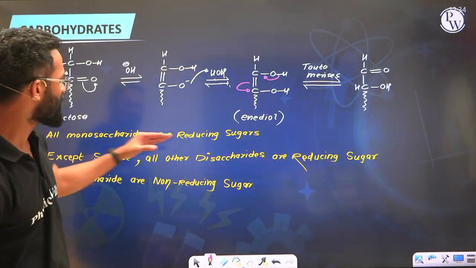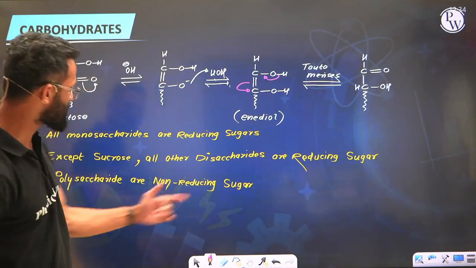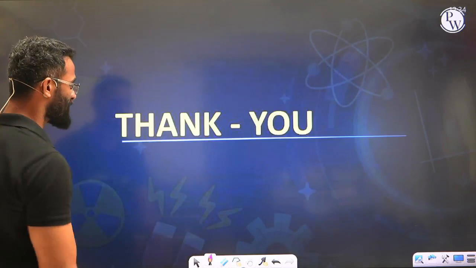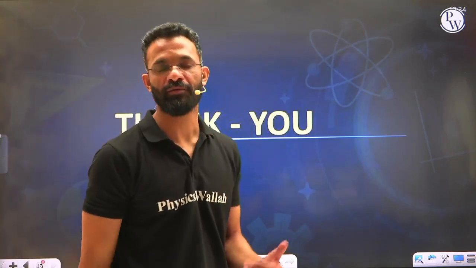All monosaccharides are reducing sugars, and polysaccharides are always non-reducing sugars. So guys, that was all about the important part of carbohydrates. We have covered all the important details of carbohydrates. Do remember that small correction we made while writing the anomeric form of fructose. We just missed out on OH. We were just writing H, but make sure that you don't make that kind of mistake.